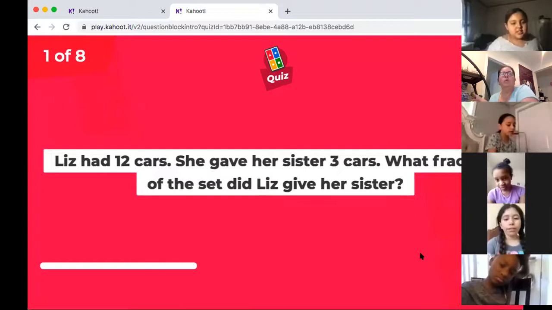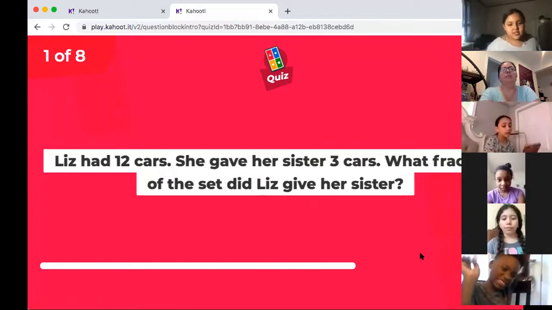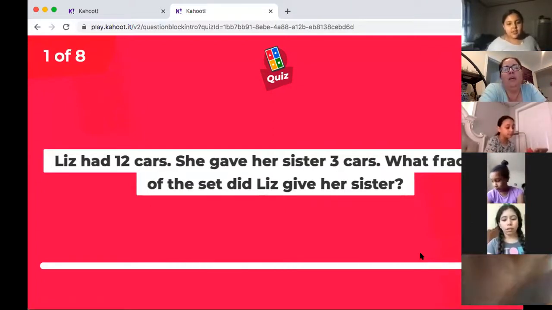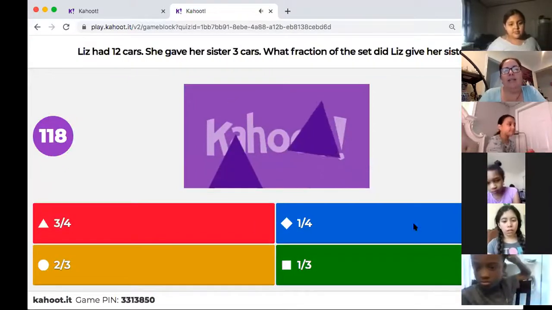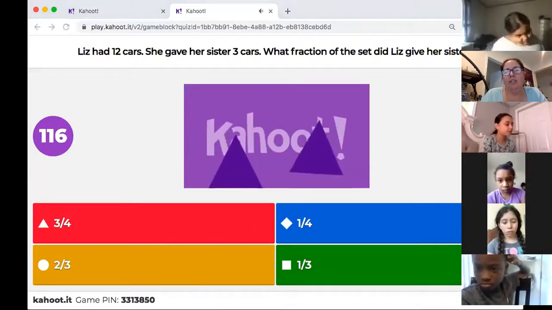All right, Liz has 12 cars. She gave her sister 3 cars. What fraction of the set did Liz give her sister?